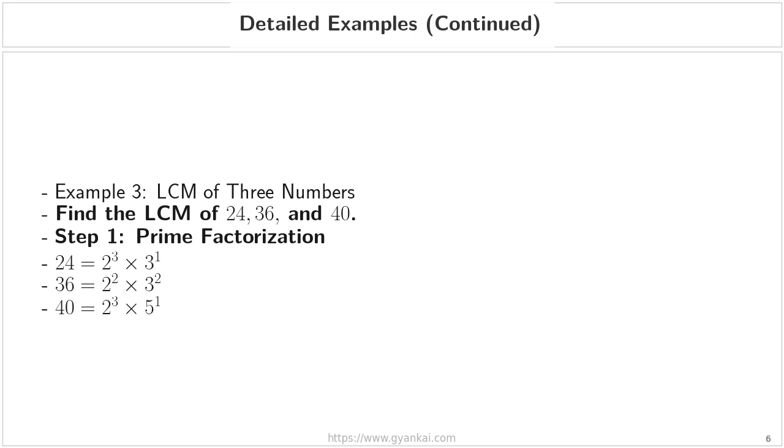We need to break each of these down into their prime components using exponents. For 24, we have 2 cubed times 3 to the power of 1. For 36, it breaks down into 2 squared times 3 squared. And finally, for 40, we have 2 cubed times 5 to the power of 1.